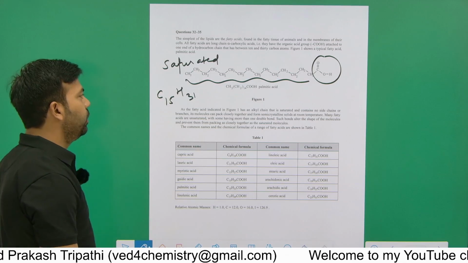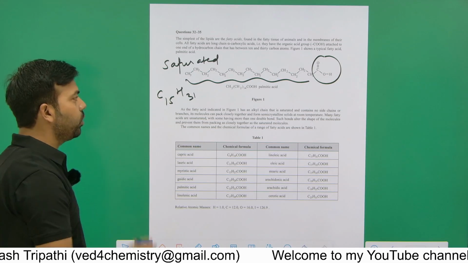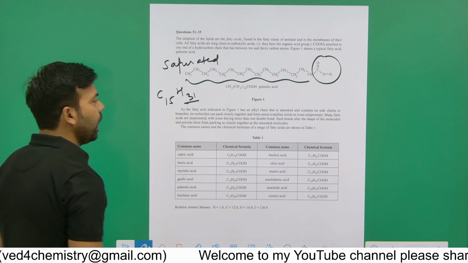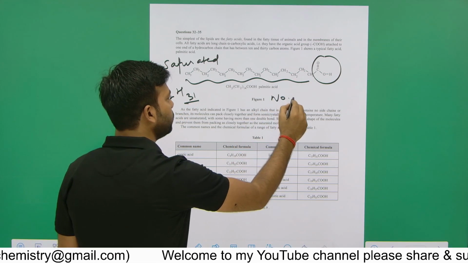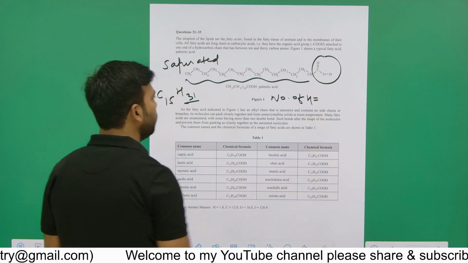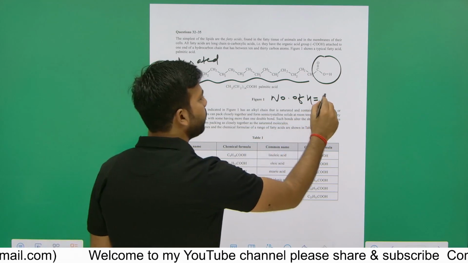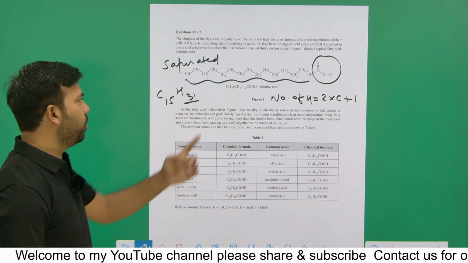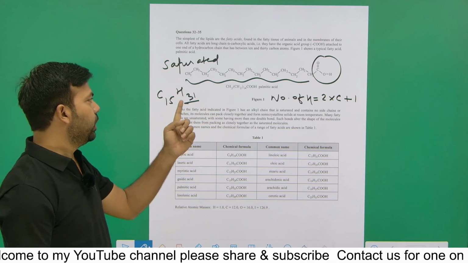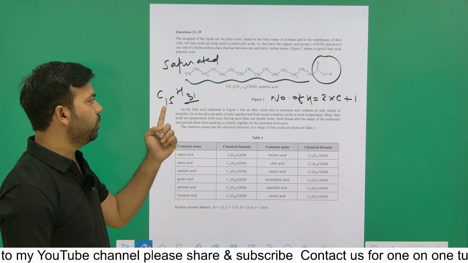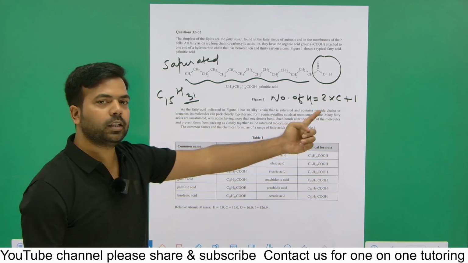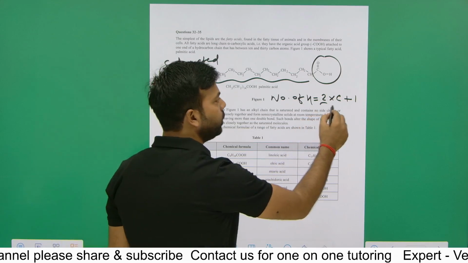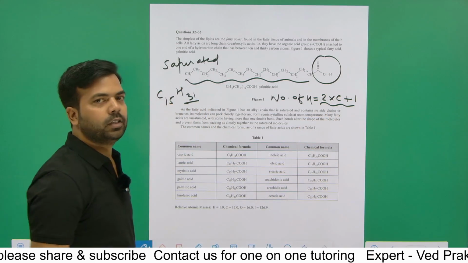Clear? So how can we say any hydrocarbon is saturated? Look at the hydrogen number here. The number of hydrogens is 2 into the number of carbons plus 1. For this you can see carbon is 15, so 2 into 15 is 30, and 30 plus 1 is 31. So whenever your number of hydrogens is 2 into carbon plus 1, that will be saturated.